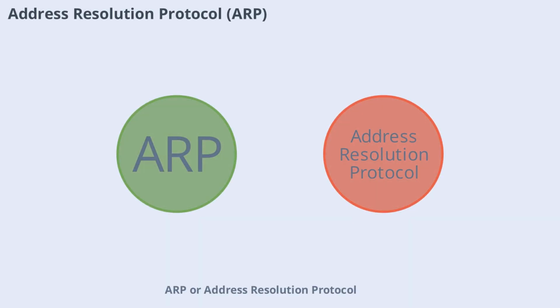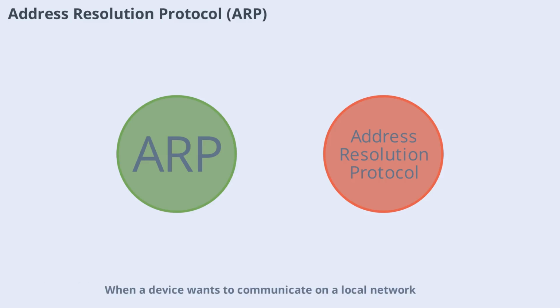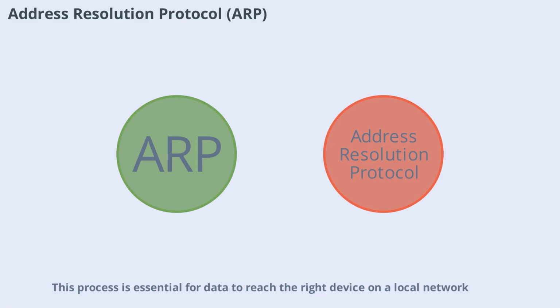ARP, or Address Resolution Protocol, is used to map IP addresses to physical hardware addresses like MAC addresses. When a device wants to communicate on a local network, it uses ARP to find the hardware address of the destination device. This process is essential for data to reach the right device on a local network.